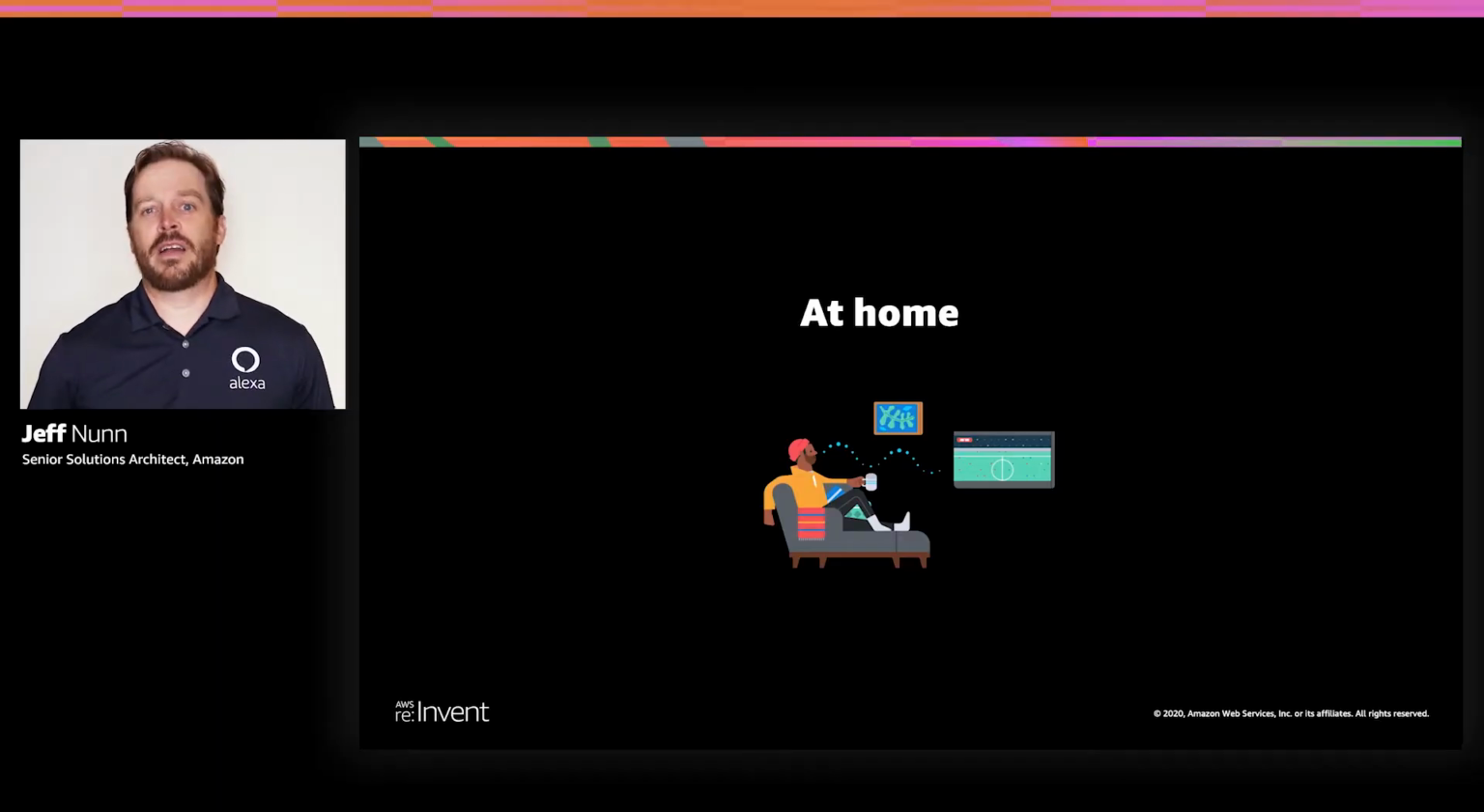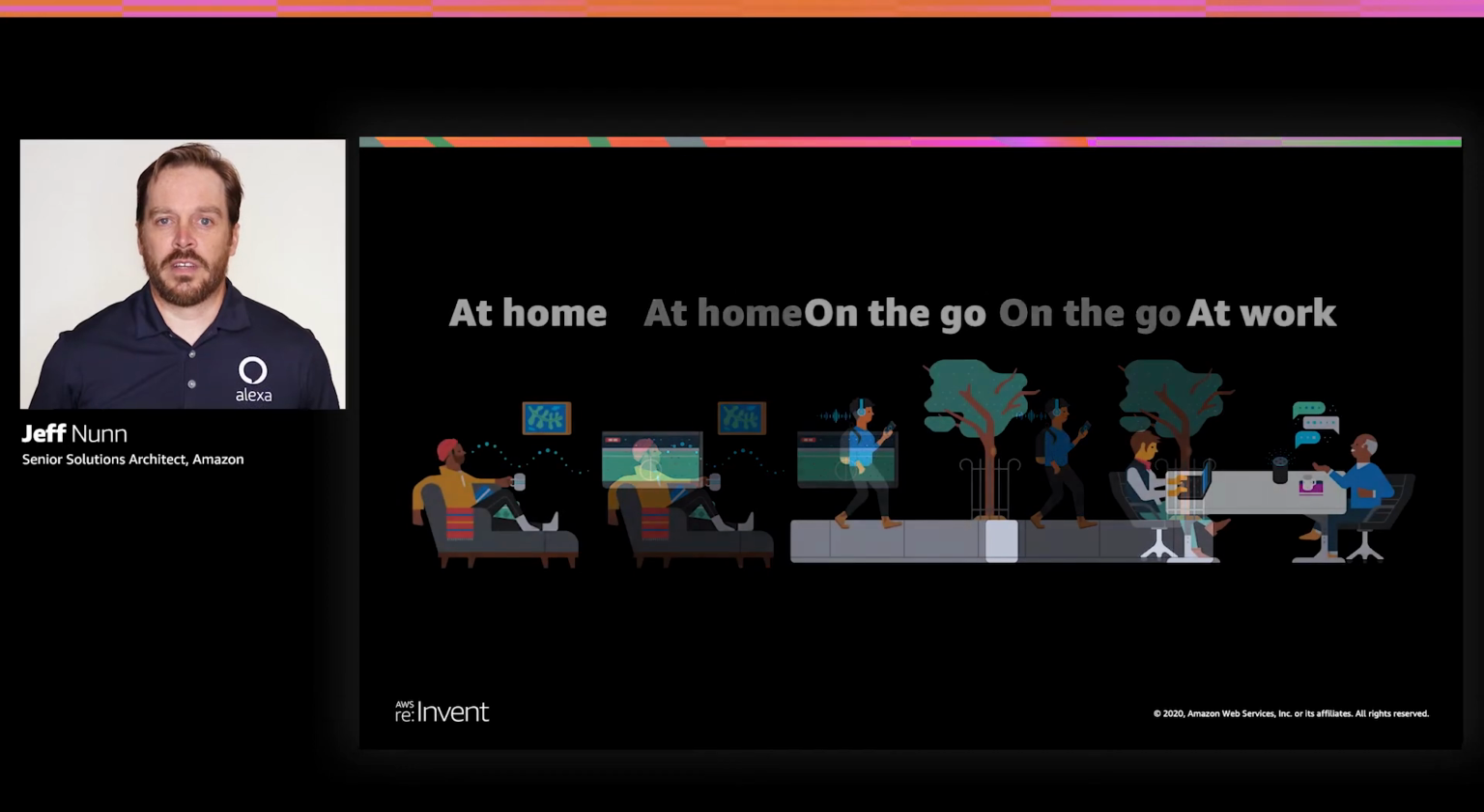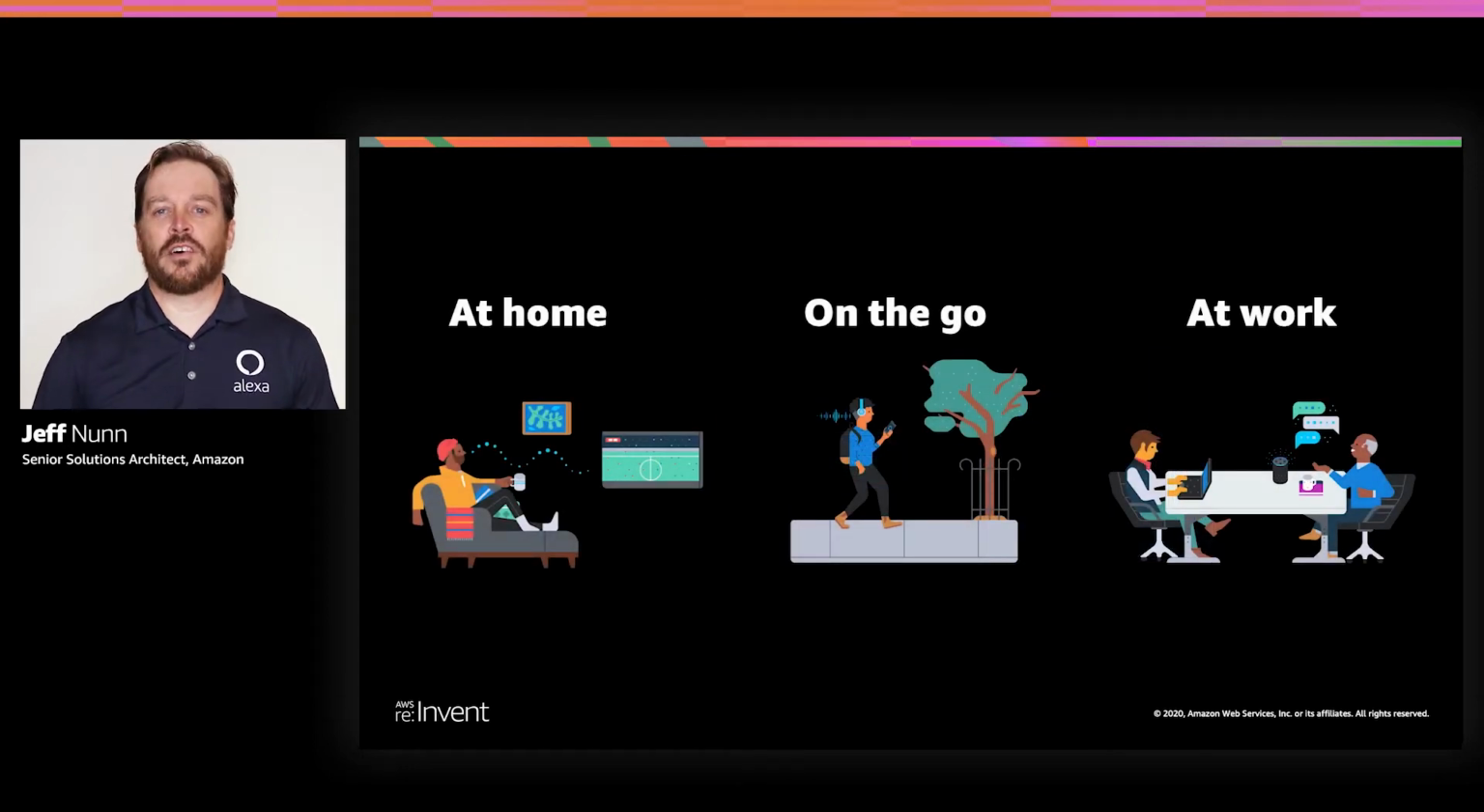At Amazon, our vision is for Alexa to be available everywhere our customers want it. And that might mean available at home, it might be available on the go, or even available at work. So at home, for example, I use Alexa all the time. I'm sure you do too. I use Alexa to turn on my lights, to lock doors, to shut my garage door.